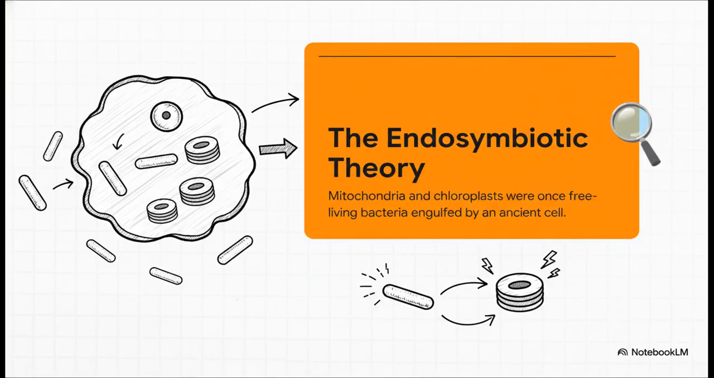Well, the answer is one of the coolest stories in all of biology. It's called the endosymbiotic theory. The idea is that billions of years ago, a larger, primitive cell swallowed some smaller bacteria. But instead of digesting them, they just stayed. They formed a partnership. The big host cell gave them a safe place to live. And in return, the little bacteria provided a huge amount of energy. Over millions of years, they couldn't live without each other.